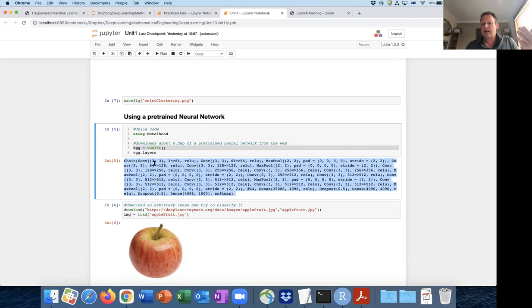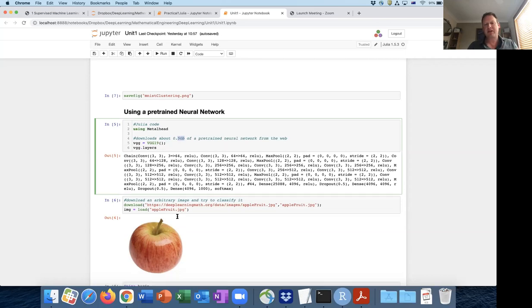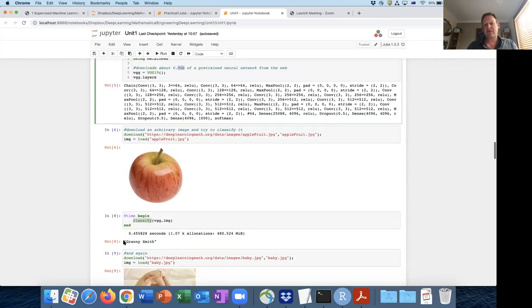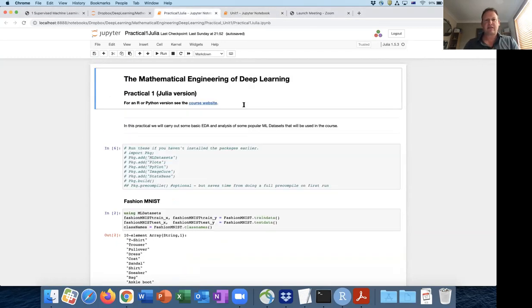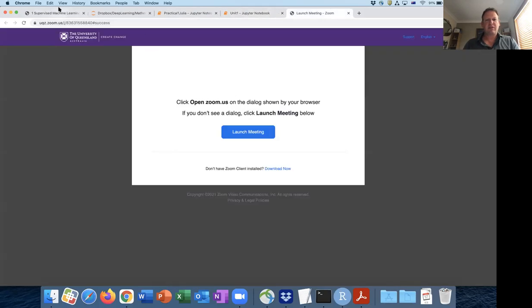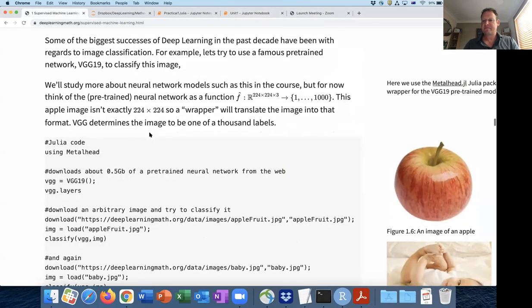The pre-trained network just remembers the parameters of the linear operation. So it remembers all of these matrices, half a gigabyte of them. Okay. And then it's able to pretty much see any sensible image and give you one of 1,000 labels. So this is classification where capital K is 1,000. There are 1,000 labels in the ImageNet dataset.